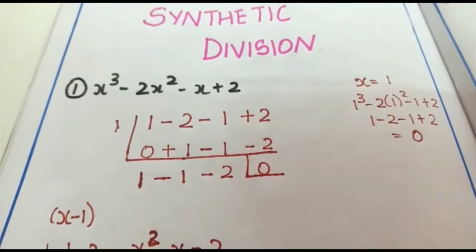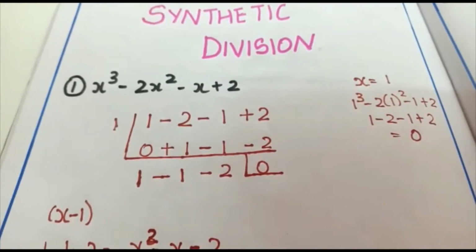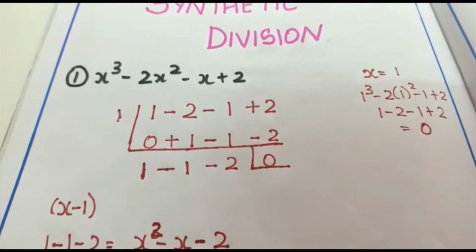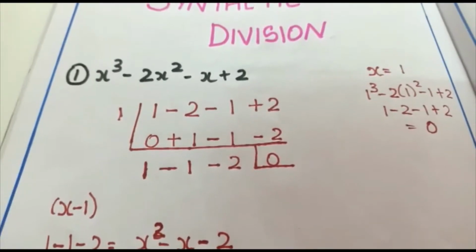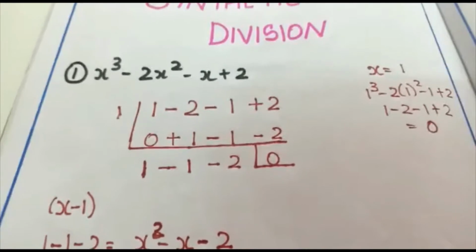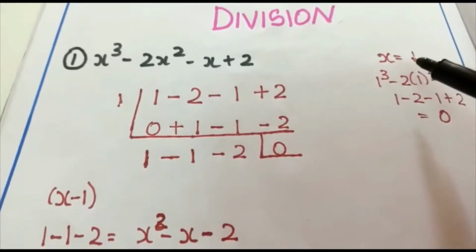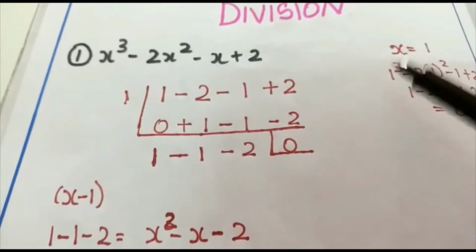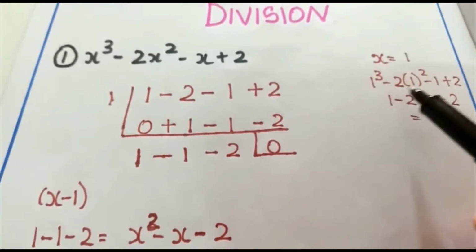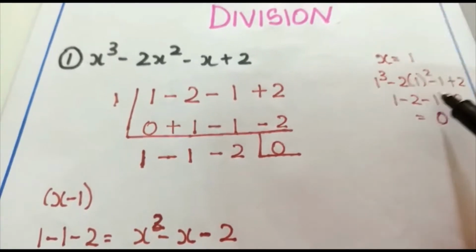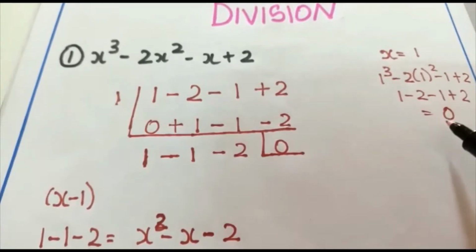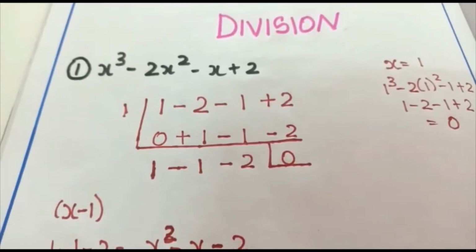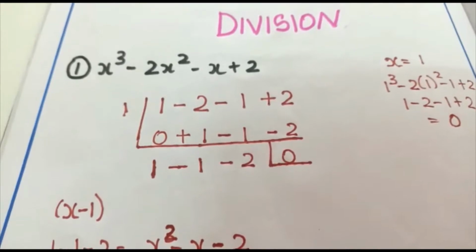So after we write the coefficients, we should take such a number which, when substituted instead of x, we get the answer as 0. So using the trial and error method, first we substitute x is equal to 1. When we substitute x is equal to 1, we rewrite the equation as 1 cube minus 2 into 1 square minus 1 plus 2. On solving, we get the answer as 0. As we get the answer as 0, this shows that 1 is a factor of the given equation.